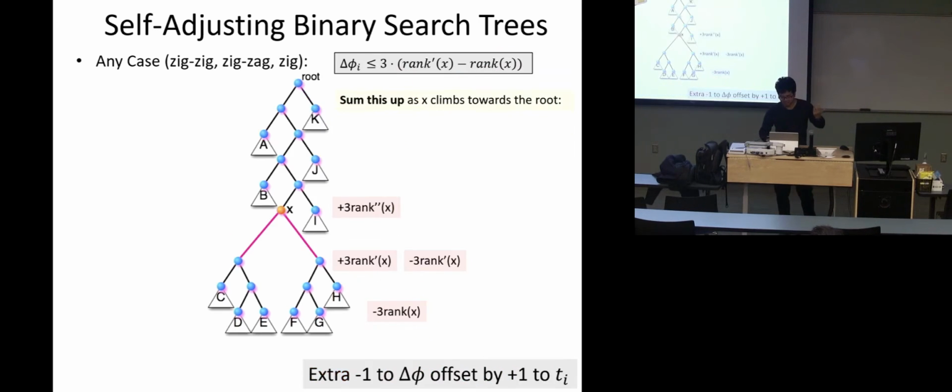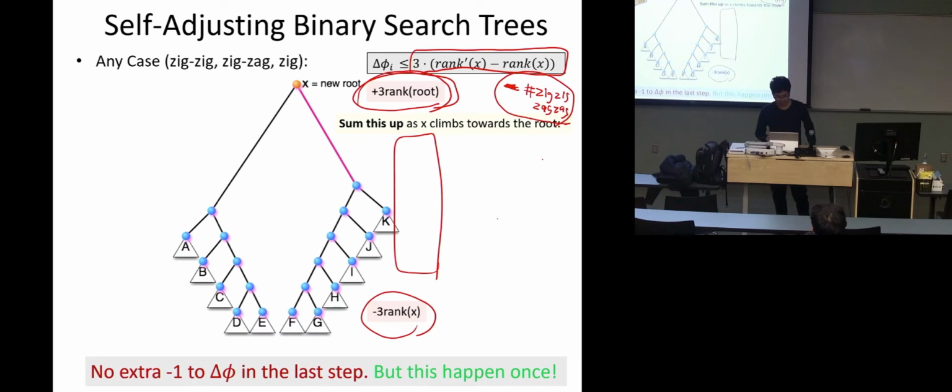You think of it like this: the extra minus 1 in potential change will be offset by the real cost of plus 1 here. Because when you do a zig once, that's just constant time. It's just constant time in the real cost, but you use this potential decrease to cancel it. Okay, so that's what you get.